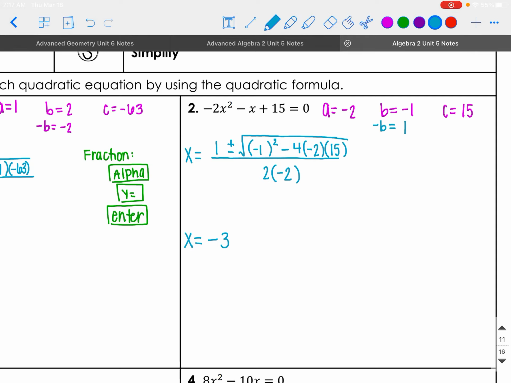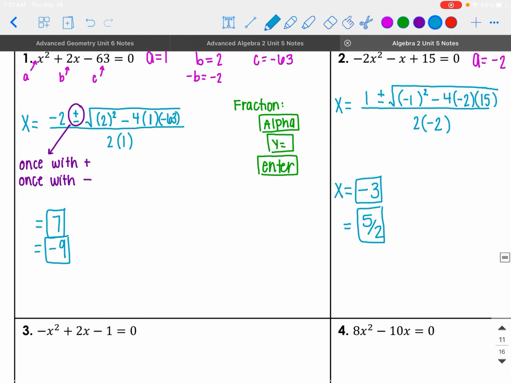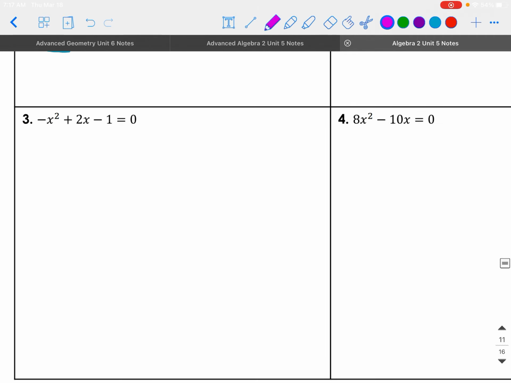So that was once with a plus. I'm going to go back and change the plus to a minus. And I get 5/2. Number 3, my a is -1, b is 2, c is -1.